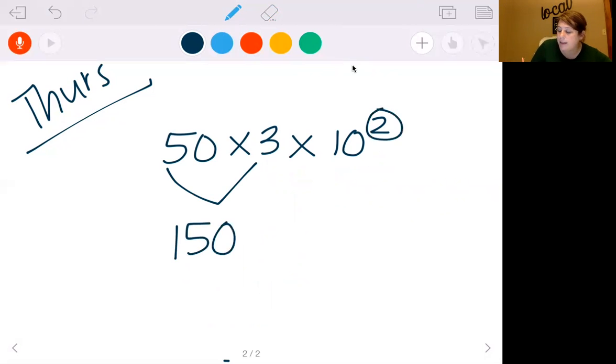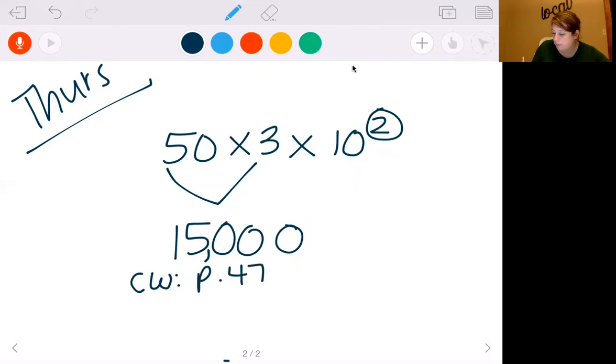Then we can look here and add 2 more zeros and get 15,000. It's almost like a little puzzle. I like to think of it that way. Okay, so you don't have any of those today, but I do want you to be able to do them if you see them. So your classwork for today is page 47, numbers 13 through 20.